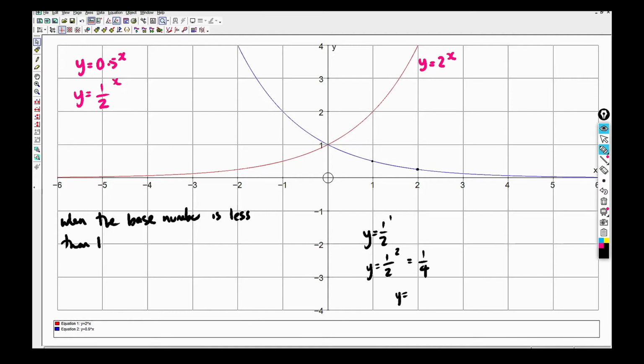And then obviously, as the power increases towards infinity, the number's just going to get smaller and smaller and smaller, and it's just going to tend towards 0. So this is kind of using a bit of common sense to expect what you get.